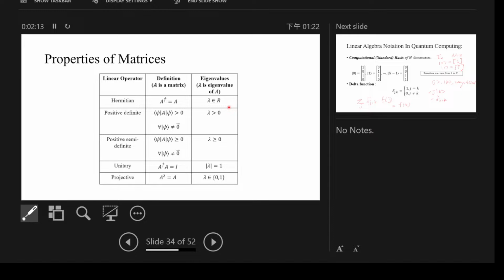If not, okay, so we will finish our linear algebra today and start talking about some quantum mechanics. Okay, so here is a quick review of linear algebra, and we talk about some matrix properties. There are Hermitian, positive definite, positive semi-definite, unitary, and projective. And those are the definitions.